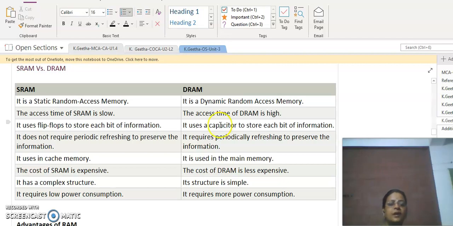Whereas if capacitors are used, the charge is going to be lost, so we have to keep periodically refreshing, and only then will the content be preserved. Usually for framing the cache memory we will be using SRAM, and for designing the main memory we will be using DRAM. And of course SRAM, as we already said, is expensive, but DRAM is less expensive when compared to SRAM. SRAM supports a complex structure, whereas the DRAM structure is very simple. DRAM requires low power consumption, and SRAM requires more power consumption.